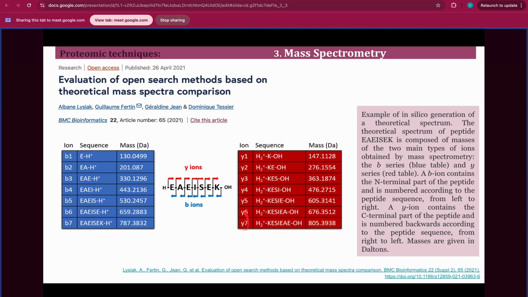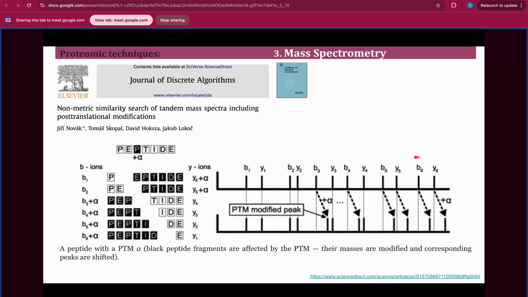So both the signals, means both these ions are producing the similar amino acid. So I hope it is clear. Now let's move. Similar thing I have shown here also. This is another paper in which they have taken the example in which there is some modification at this particular amino acid. So there is alpha modification. What alpha will do, it will add some molecular weight because an extra group is present.